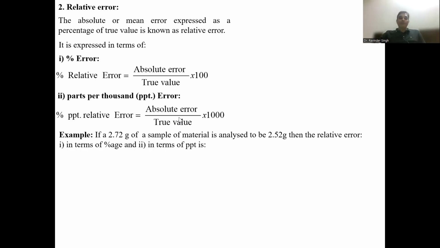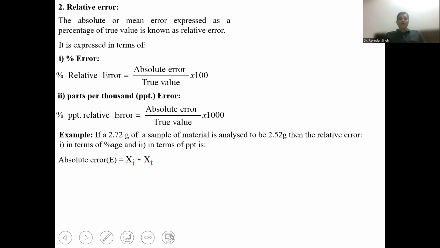Now we have an example. If a 2.72 gram sample of a material is analyzed to be 2.52 gram, like the example we took earlier, then the relative error in terms of the percentage or in terms of the PPT, that is, if you have to find it out, how will you do it? The formula has already been told to you.